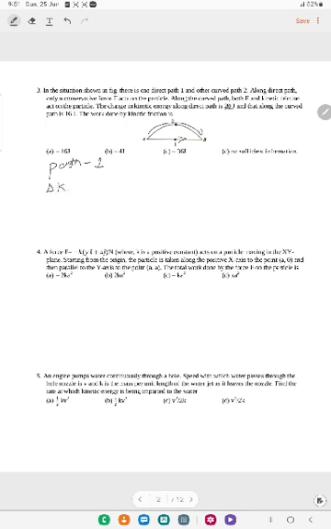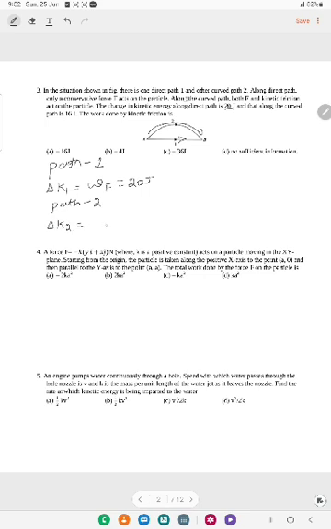Therefore, I can write the change in kinetic energy in path 1 is equal to the work done by the force, which is equal to 20 joules. This is a known thing for us. Next, for path 2, using the work energy theorem.